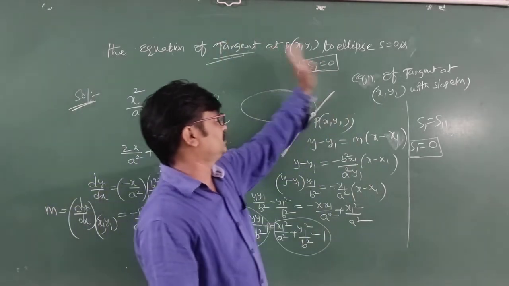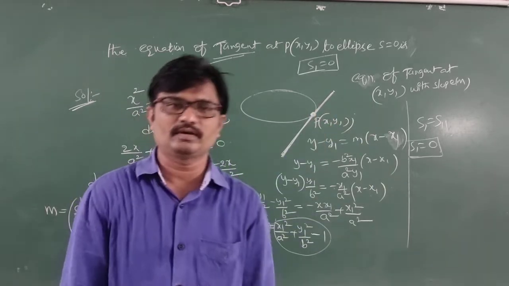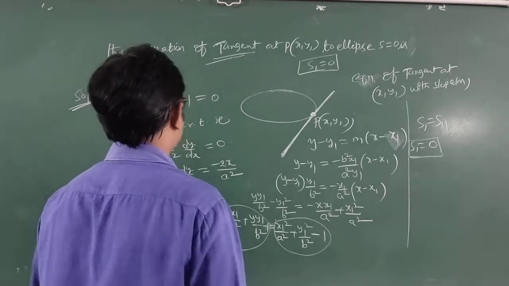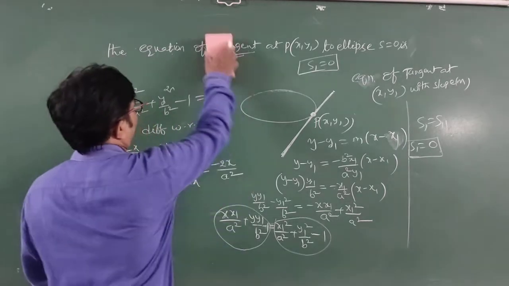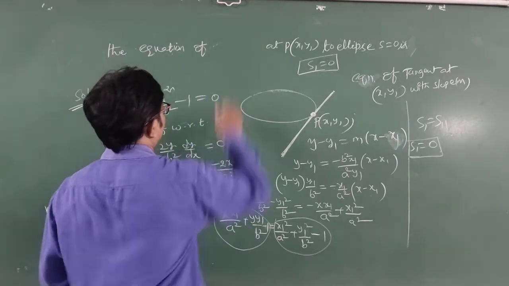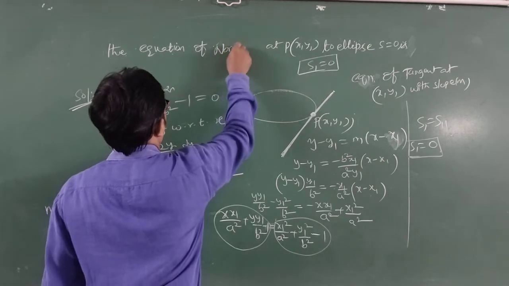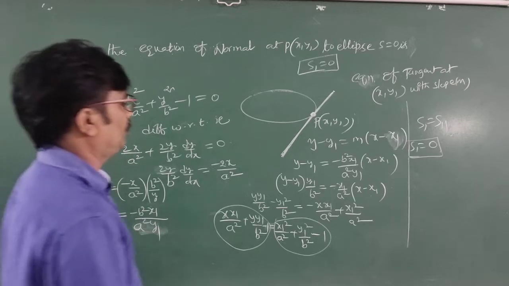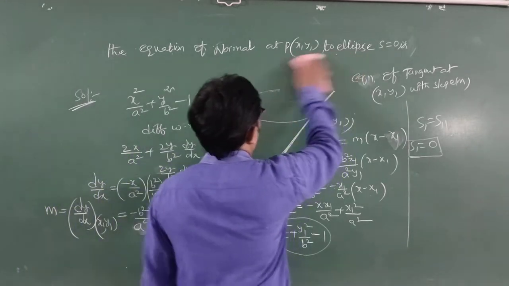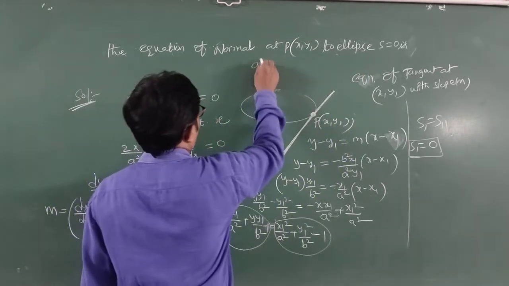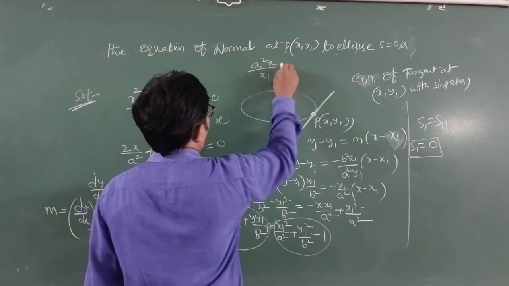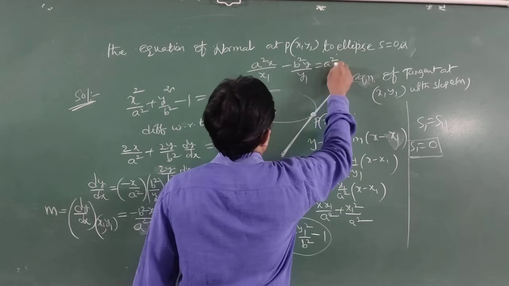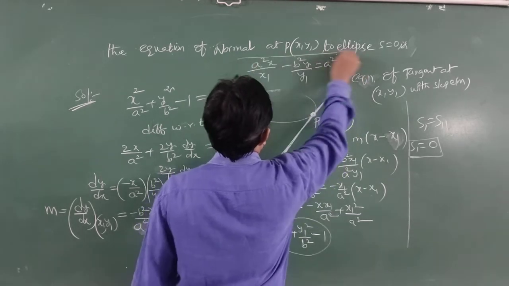The equation of the tangent at the point (x1, y1) to the ellipse S equal to 0 is S1 equal to 0. Now students, the equation of the normal at the point P(x1, y1) to the ellipse S equal to 0 is a square x by x1 minus b square y by y1 equal to a square minus b square.